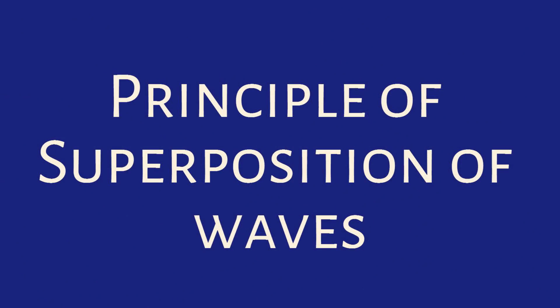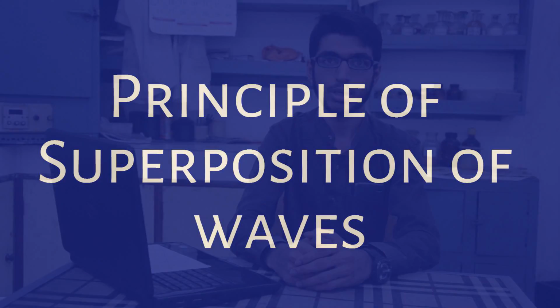What the watchman saw was nothing but a physics phenomenon known as interference of light. We know that light is nothing but a wave. Let's understand it using a principle known as the principle of superposition of waves. According to the principle of superposition of waves, when two or more waves interfere with each other, the resultant amplitude is the vector sum of the amplitudes of the individual waves.